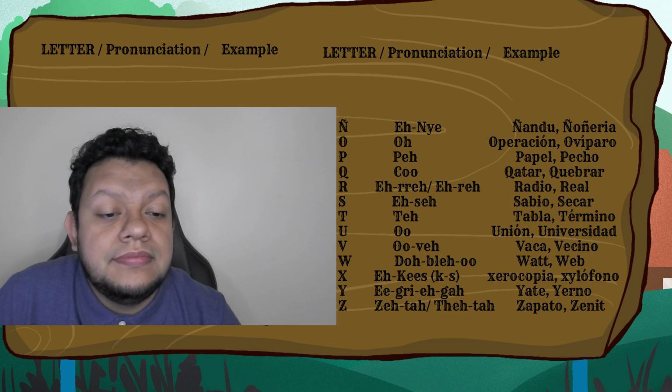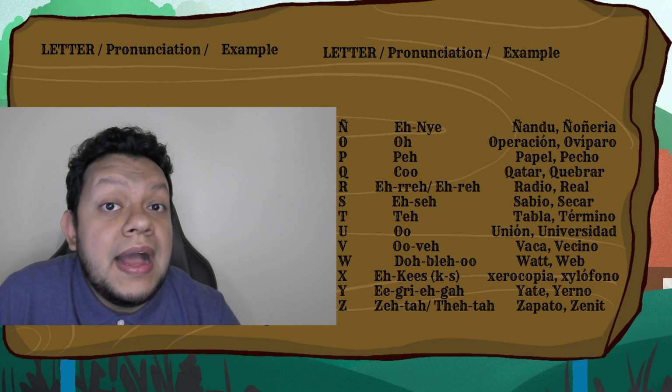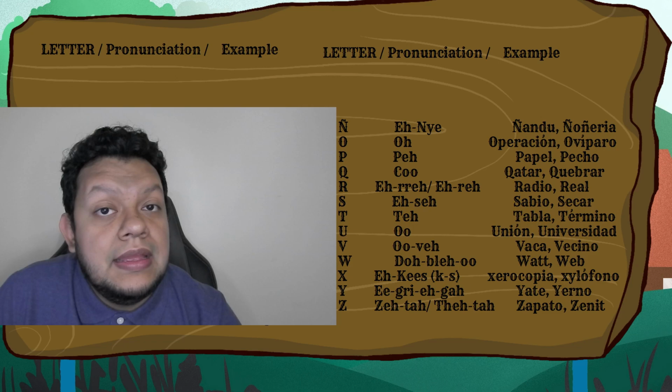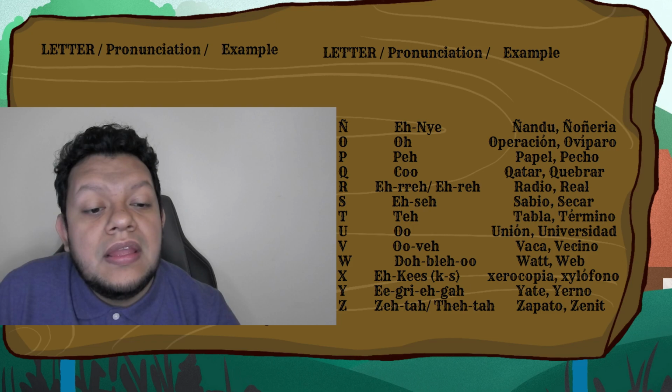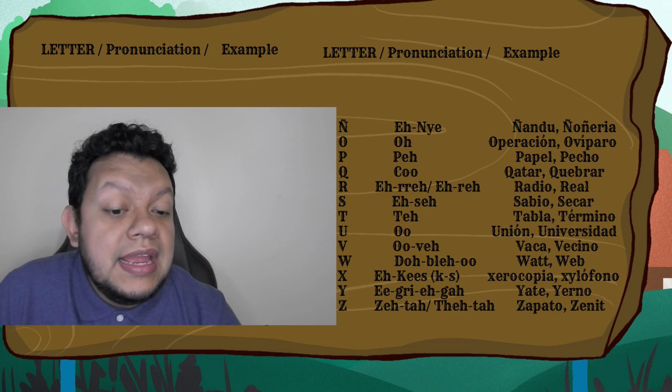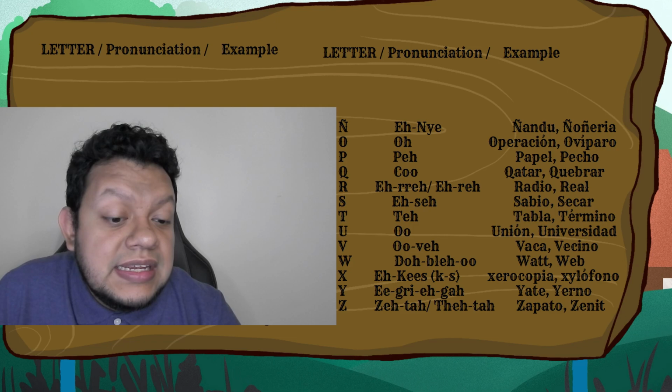V pronounced V, vaca, vecino. W pronounced W, whisky, web. X pronounced X, xerocopia, xilófono. Y pronounced Y, yate, yerno. Y means Greek I. Z pronounced zeta or theta, zapato, tenis.